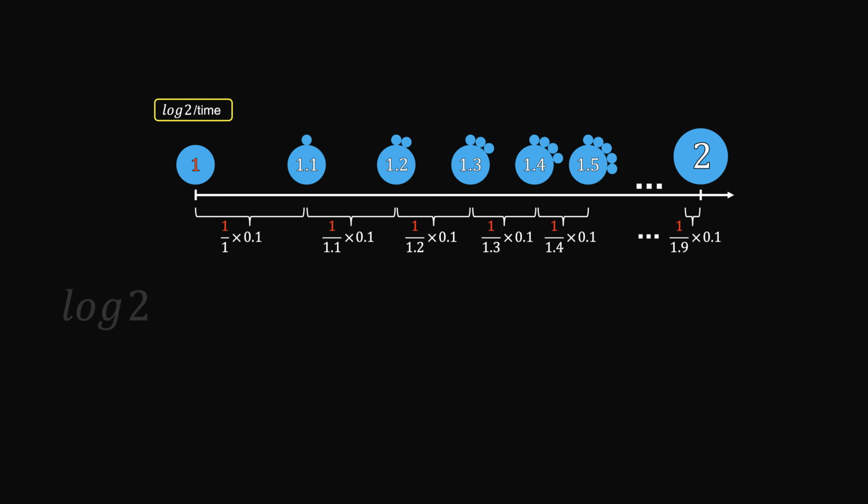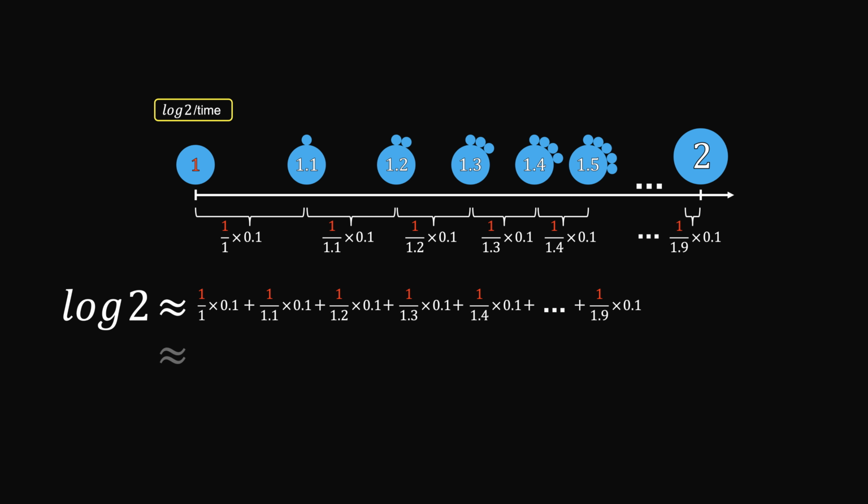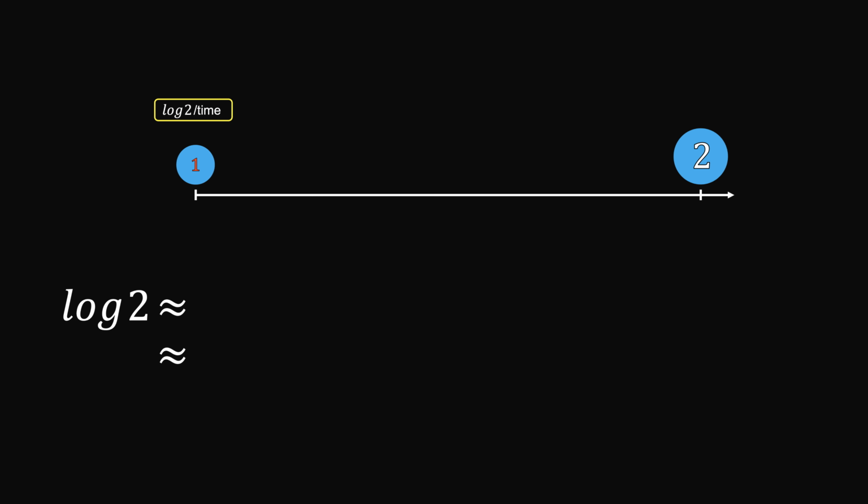So to calculate log 2, we can approximate it by summing them up. It's about 0.718771. Now let's make it more precise by considering 100 growth steps.